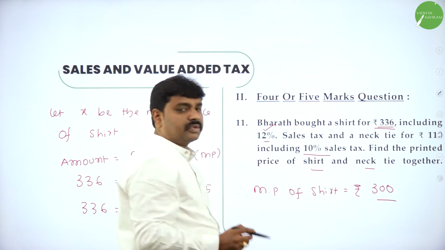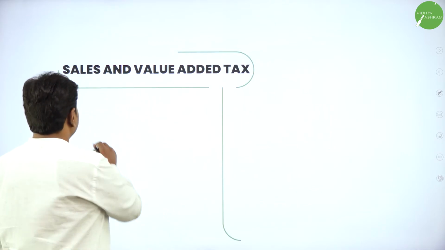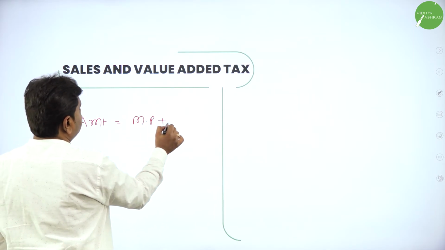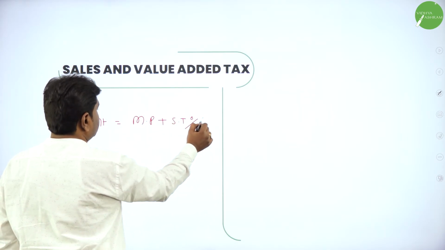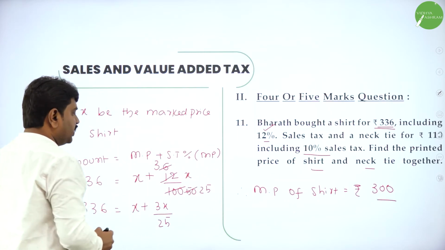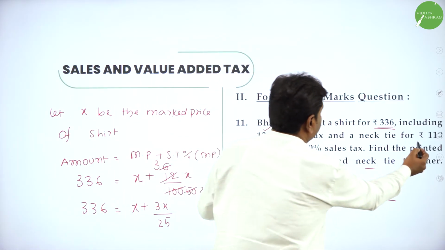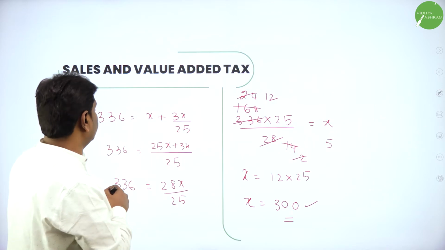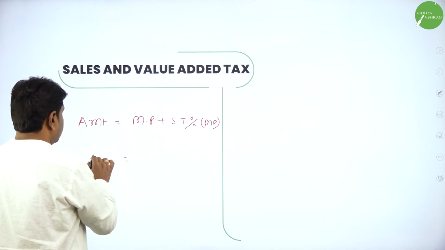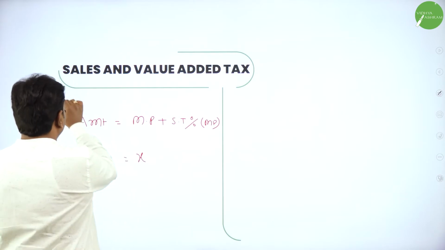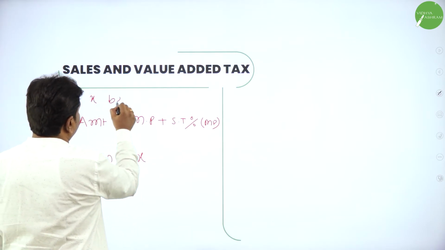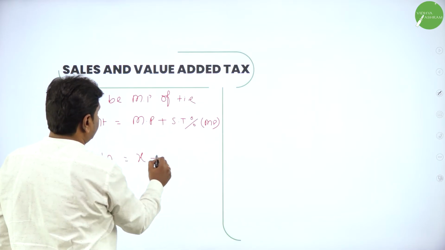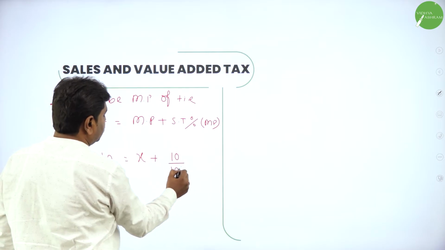Similarly, we should get the market price of the tie. Same format we use. So what is the formula I told you? Amount to be paid is equal to market price plus sale tax percent of market price. For the tie, including sale tax, he is paying 110 rupees, and 10% is the sale tax. So the amount paid is 110, market price we don't know, so let X be the market price or printed price of the tie. Now the sale tax is 10%, that is 10 by 100 of X.